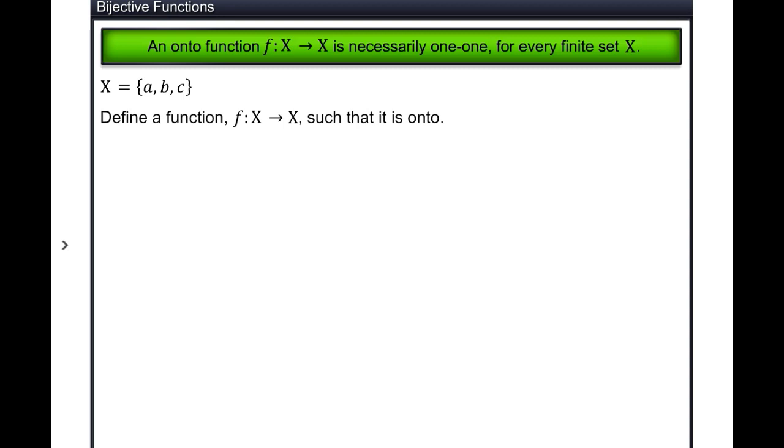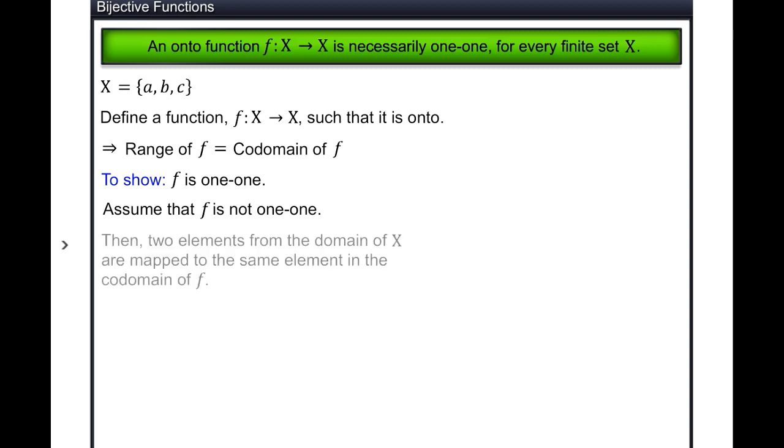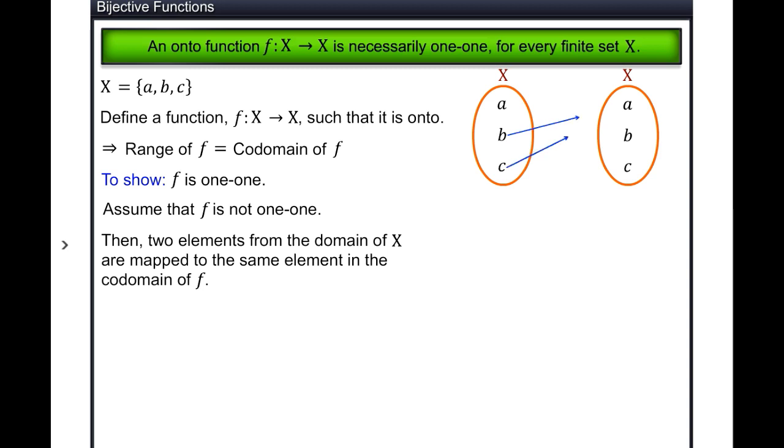Consider the same finite set X and let f be an onto mapping from X to X. This implies the range of f is equal to the codomain of f. We have to show that f is one-to-one. Let's begin by supposing that f is not one-to-one. That means two elements from the domain of f are mapped to the same element in the codomain of f. Suppose b and c are mapped to a under f.